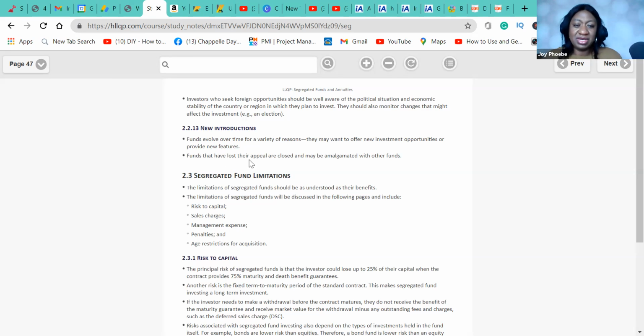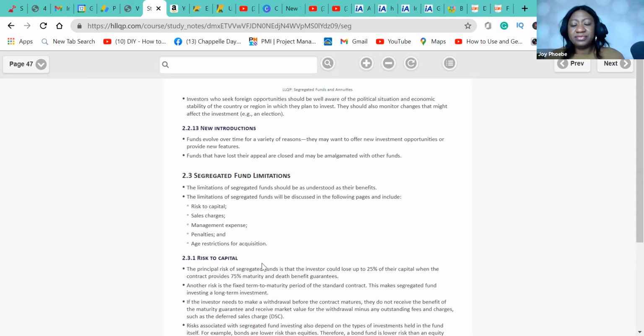New introductions: some funds evolve over time, some varieties of funds get introduced, and funds that have lost their appeal are closed and may be amalgamated with other funds. Everything that has a beginning must have an end. Some funds may have passed their prime time and are no longer vibrant, so such funds can be closed or amalgamated into other vibrant funds.